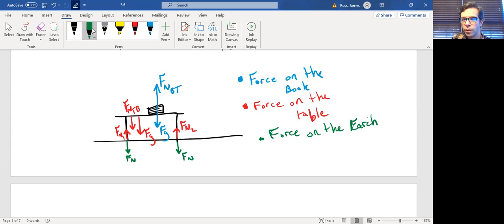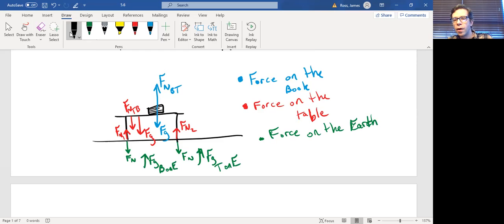So what other forces would be on the earth? Well, we would also have a force of gravity on the earth due to the book. I said it backwards. A force of gravity due to the book on the earth, and a force of gravity due to the table on the earth. All right, so I think that's all of our forces involved.